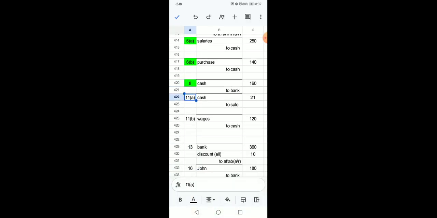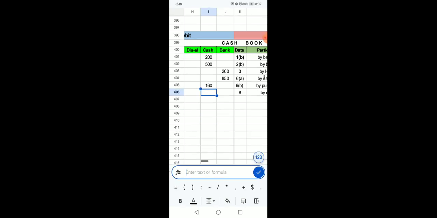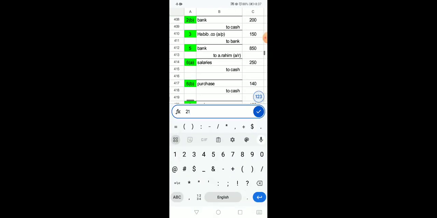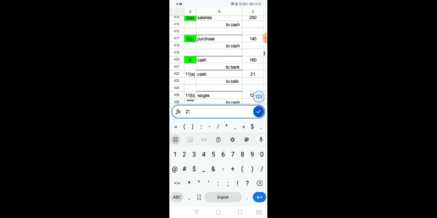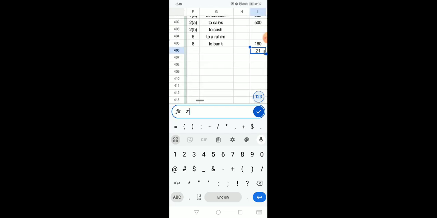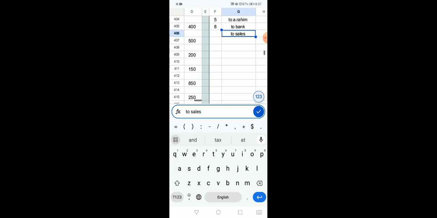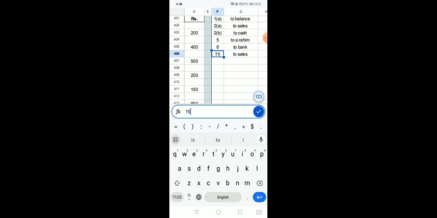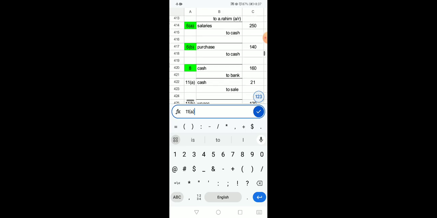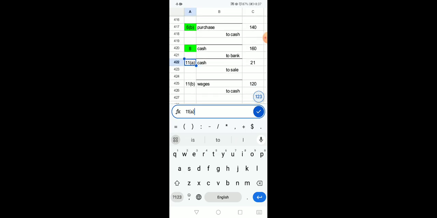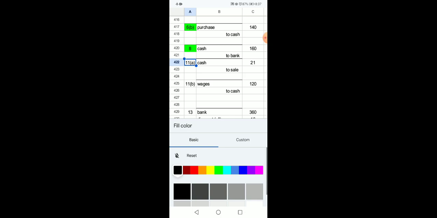Now entry number 11A, where there are two elements, but only one element is associated with the cash book, that is cash. Cash is debited by 21. Go to the debit side of the cash and write down 21 over here. Now see its reference, what is written on the opposite side of cash? That is sales. Put "to sales" in the particulars column, and now see the date, which is 11A. Put 11A in the date column. 11A was having only one element, that has been posted. It means 11A is completed. Mark it as it has been done.